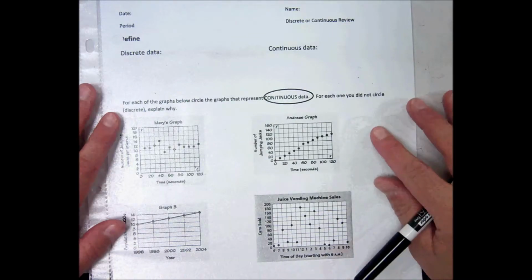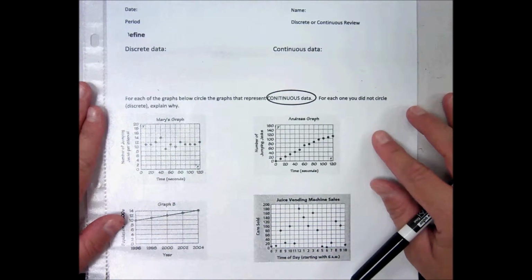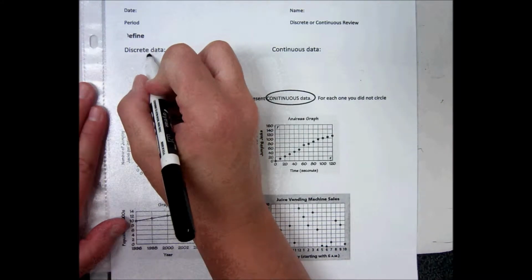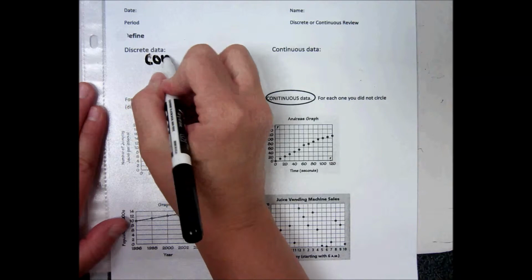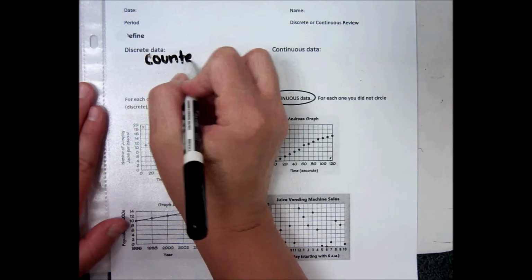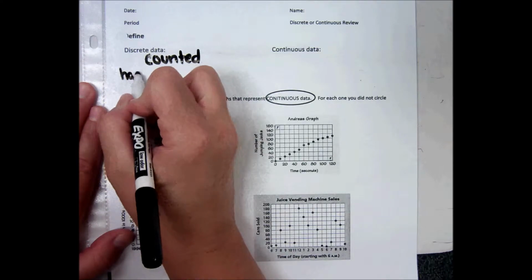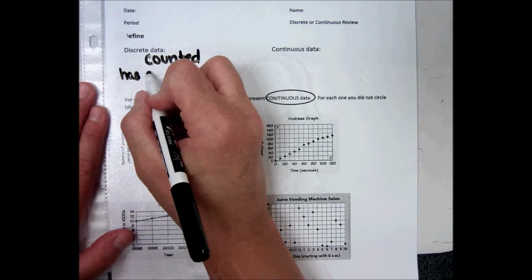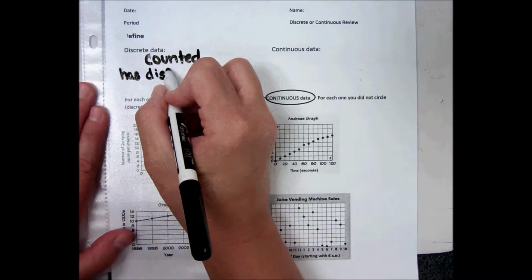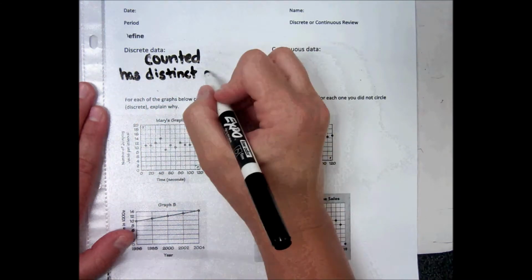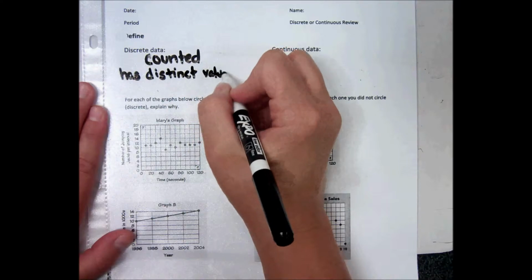Let's talk about discrete versus continuous data. Discrete data is data that would be counted: 1, 2, 3, number of customers, number of students. It's data that has distinct values. If I was going to keep track of the number of people or the number of desks.